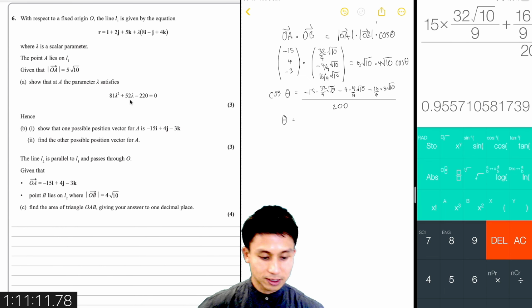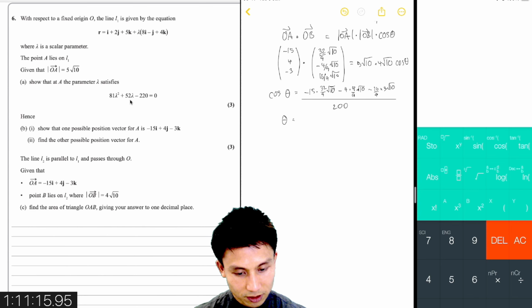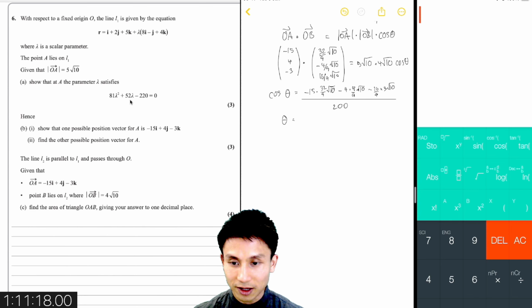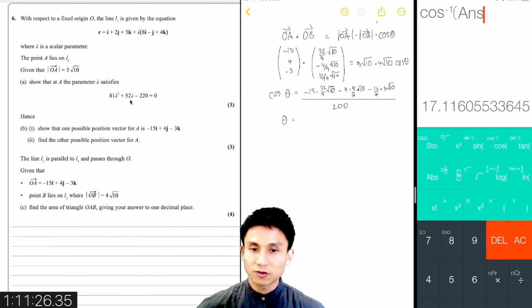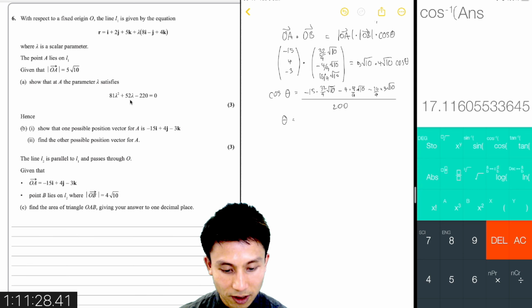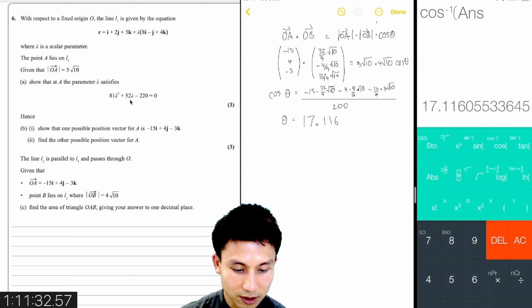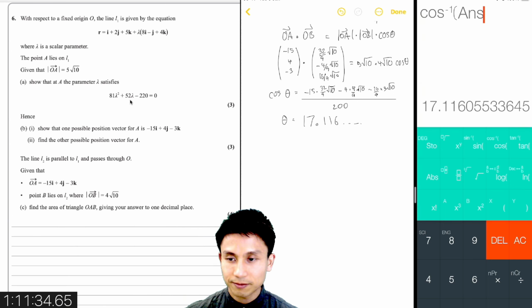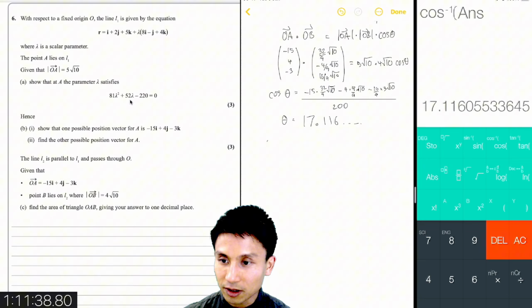Okay, I'm going to put that answer first. And then arc cos, do we want radian? We can do radian, or we can do degrees. Let's do degrees here. Arc cos of the answer, we get this to be 17.116 degrees.